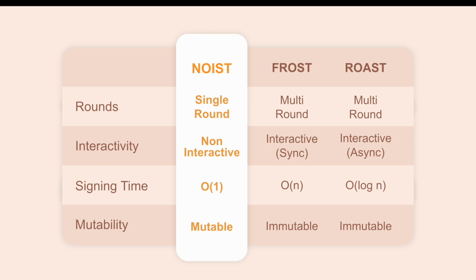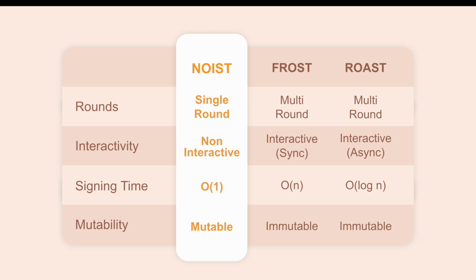Roast does the same, but in parallel instead of one by one. So it's kind of like sessions one by one versus sessions in parallel. Versus NOIST, well, it's guaranteed to produce a signature in a single round. So all you do is run a single round with pre-processing. If you have done the pre-processing, then you're good to go. You just do some partial signatures and aggregate them all.